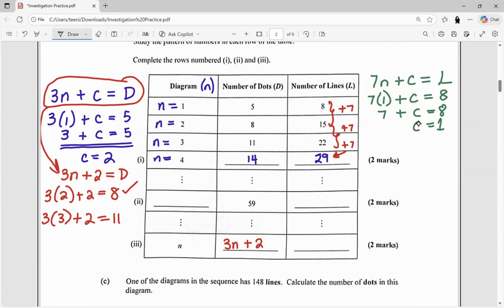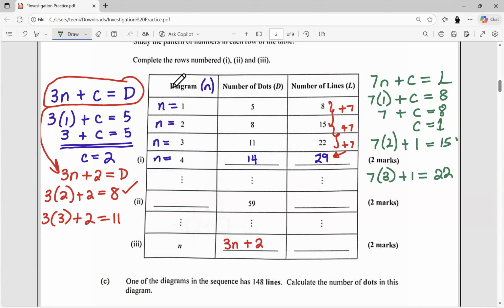Well, when n is 2, 7 times 2 plus c, which is 1, gives me 15. So it does work out for the second diagram. Let's see if it works out for the third diagram. 7 times 3, because if it's the third diagram, n will be 3. So 7 times 3 is 21 plus 1, which is 22. So we can establish then that this is the pattern. 7 times whatever the diagram number is, plus 1 will give you the number of lines.